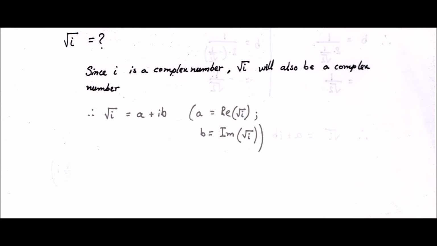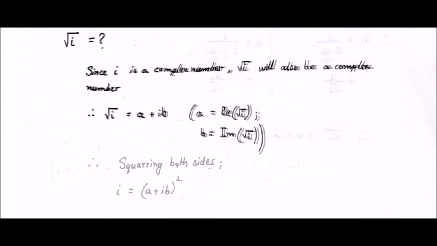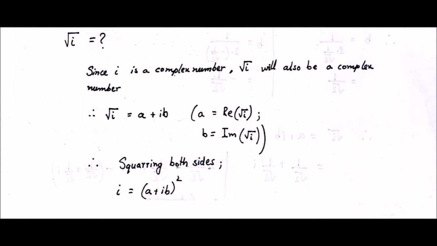So the square root of i can be written as a + ib or a + bi, whichever you feel more comfortable with, where a is the real part of the complex number square root of i and b is the imaginary part of the complex number square root of i. So now if we square both sides, we will get i = (a + ib)².